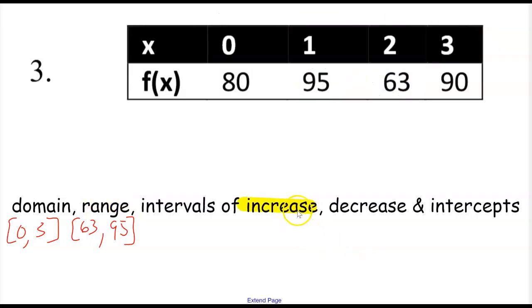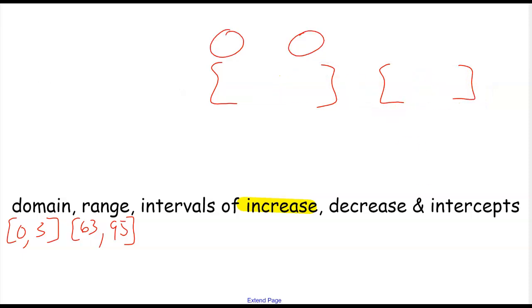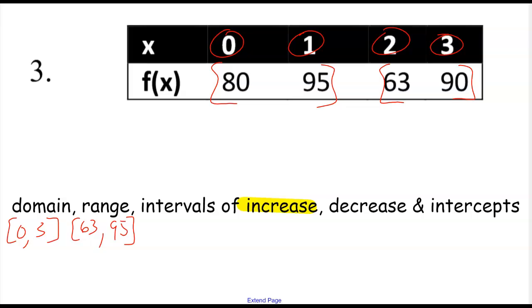Intervals of increase. Where does it start to go up at? Okay, well, it goes from 80 to 95. That's going up. But then it goes from 95 to 63. So from 80 to 95 and from 63 to 90, it goes up here. Those are intervals of increase. So you got 0 to 1 and you got 2 to 3. So I got 0 to 1 using a bracket for the 0 and a parentheses for the 1, parentheses for the 2, and a bracket for the 3.